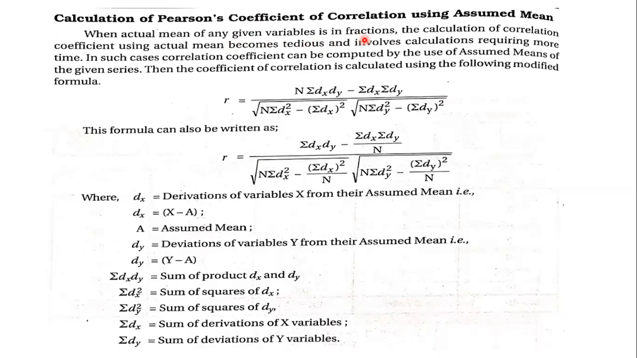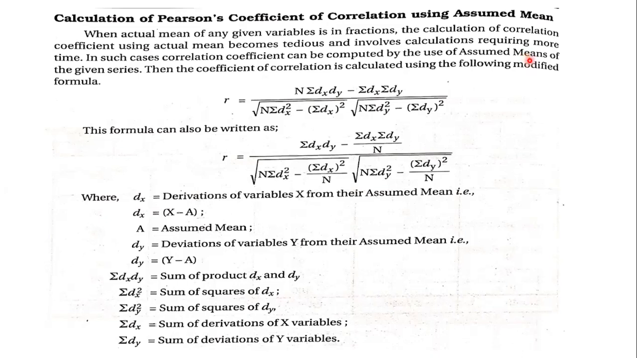If at all you get decimal points in your actual mean, then what do we do? The calculation of the correlation coefficient using the actual mean becomes tedious. Tedious means difficult, and involves calculations requiring more time. It eats away a lot of your time when you're doing these problems and the actual mean is in fractions or decimals. In such cases the correlation coefficient can be computed by using the assumed mean of the given series.